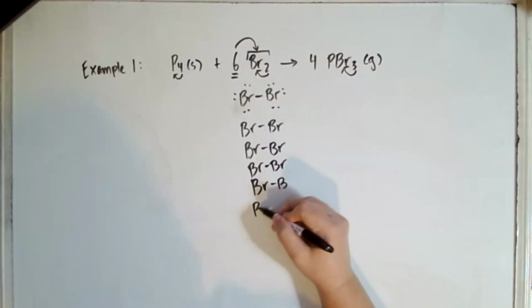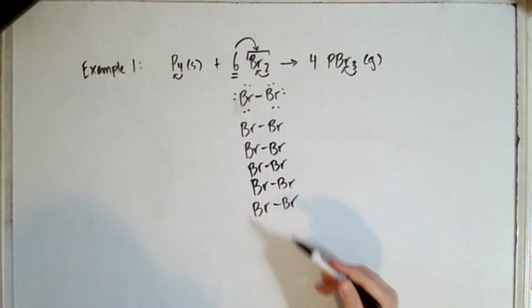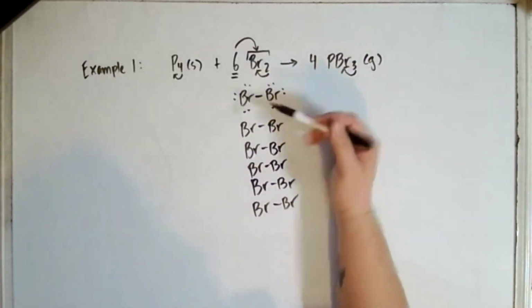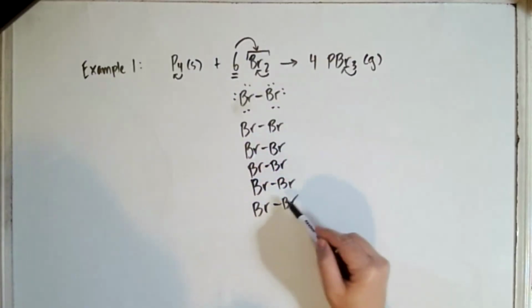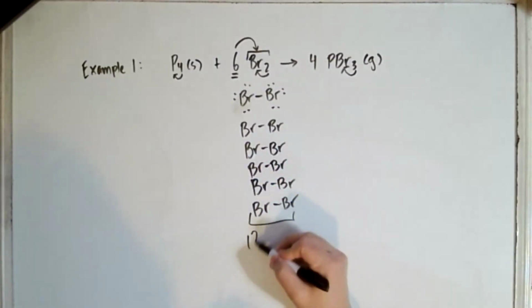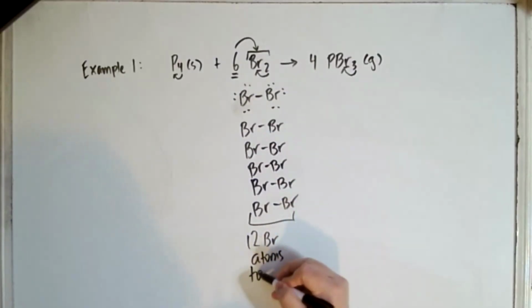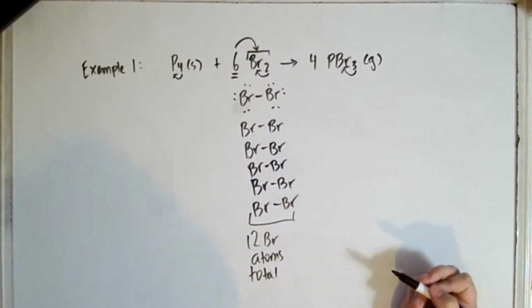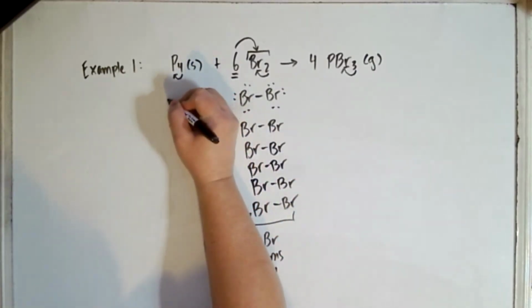1, 2, 3, 4, 5, 6. So how many bromine atoms am I going to have on my left side? 1, 2, 3, 4, 5, 6, 7, 8, 9, 10, 11, 12. Okay, we got 12 of those total. I'm going to have 4 phosphorus atoms total.